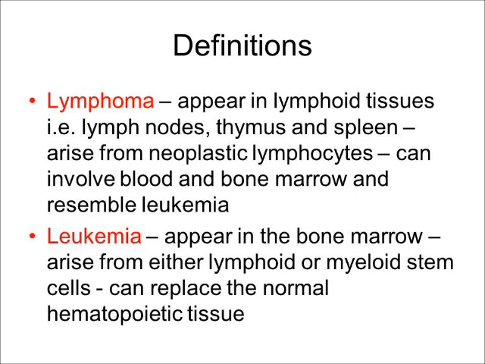Lymphomas appear in lymphoid tissue, that is, the lymph nodes, the thymus, or the spleen, and they arise from neoplastic lymphocytes. They can also involve the blood and the bone marrow, and in some cases resemble leukemia. On the other hand, leukemias appear in the bone marrow. They can arise from either lymphoid or myeloid stem cells and can replace the normal hematopoietic tissues in the bone marrow. Often, leukemia patients present with anemia or bleeding disorders because they are not producing sufficient amounts of erythrocytes or platelets.